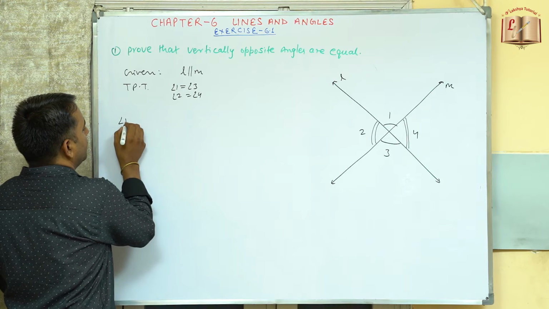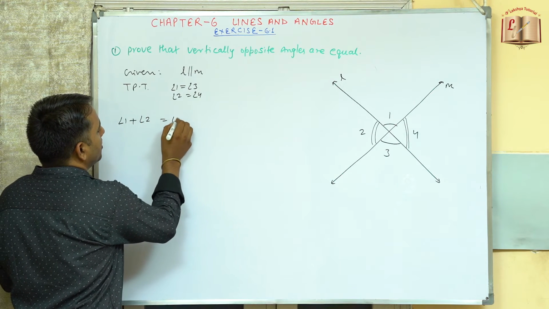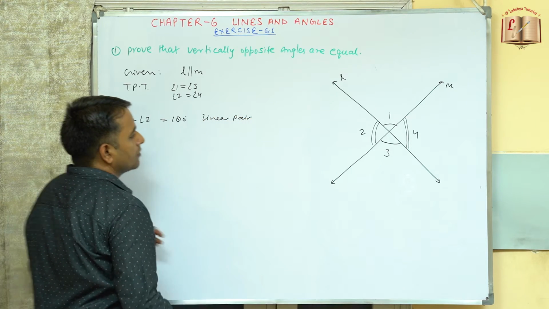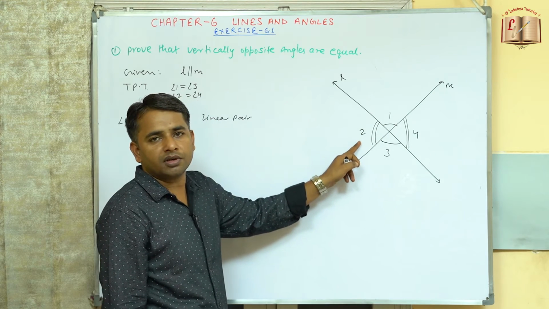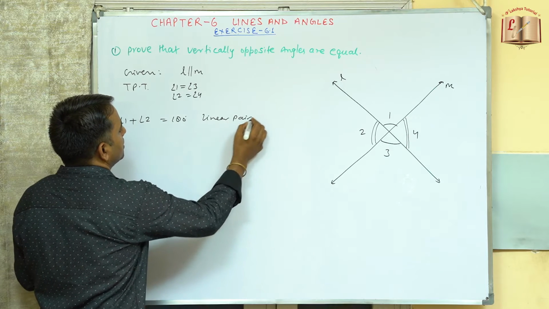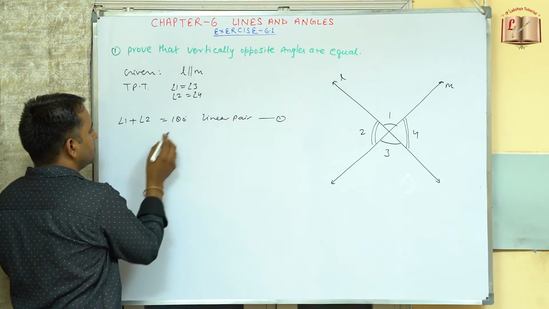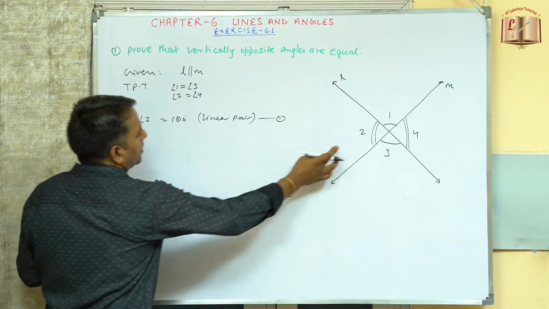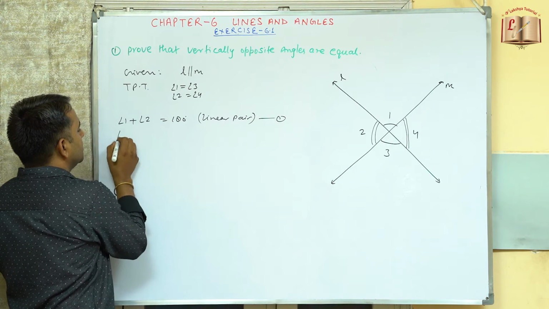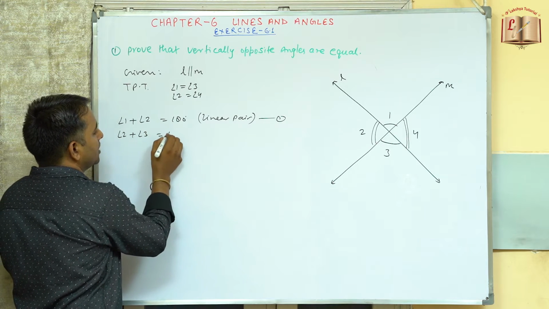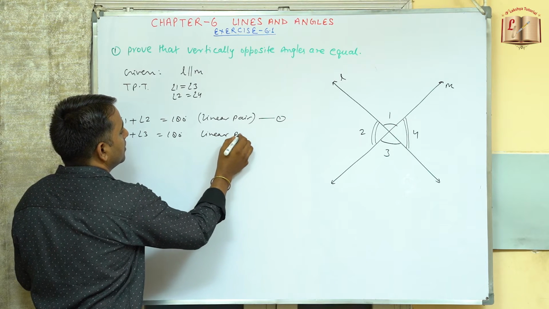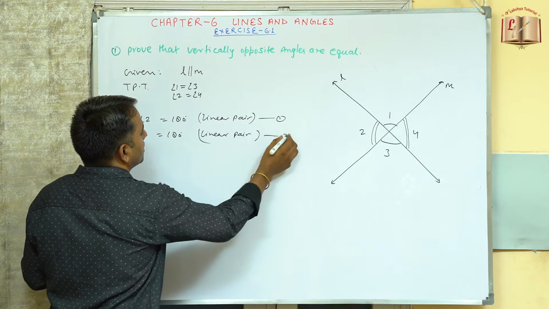Now see that angle 1 plus angle 2 will be equal to 180 degrees, linear pair. So this is now equation number 1. Similarly, coming to this, this is a straight line. So angle 2 plus angle 3 will also be 180 degrees. This is also a linear pair. So this is equation number 2.